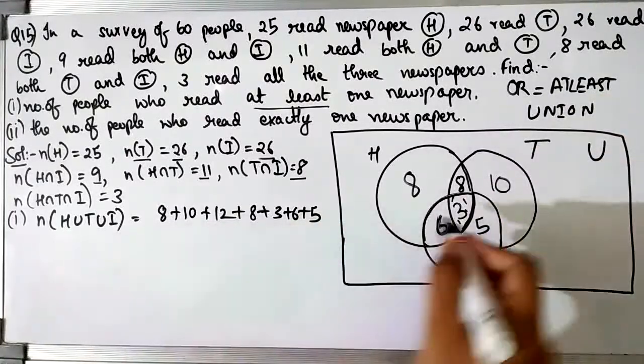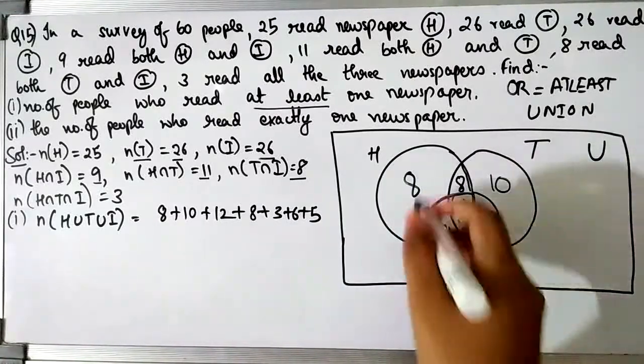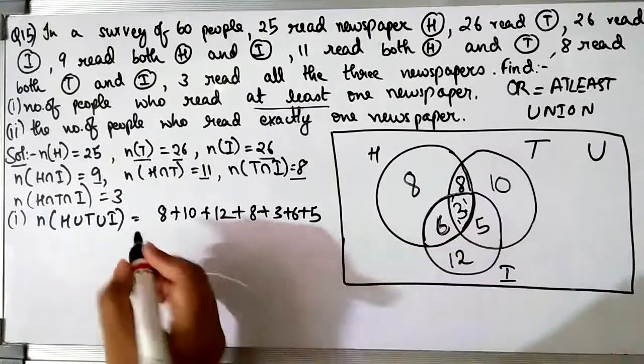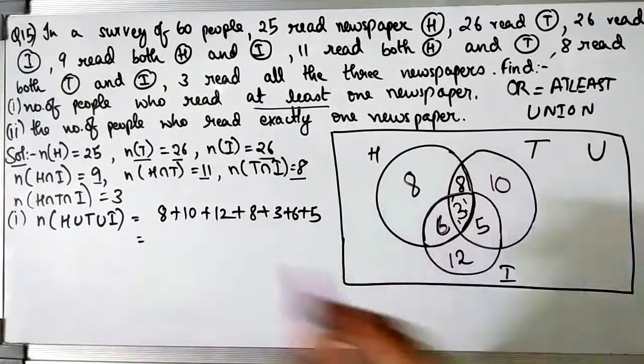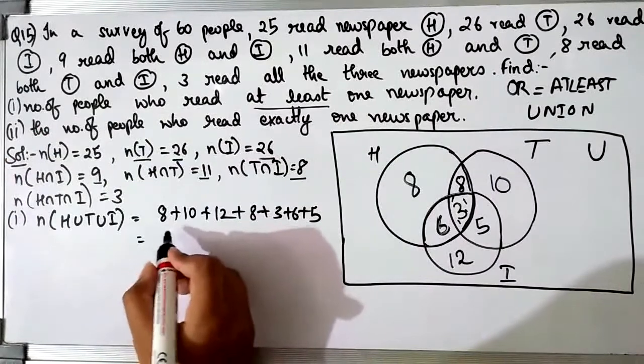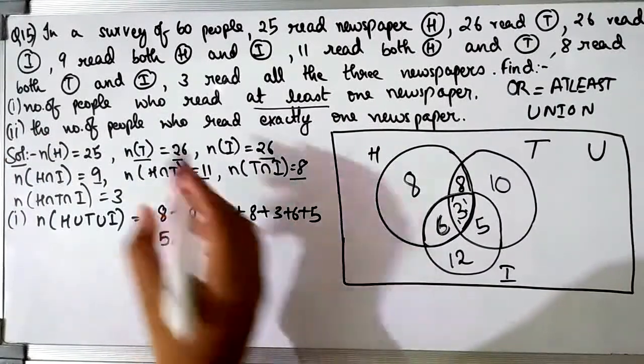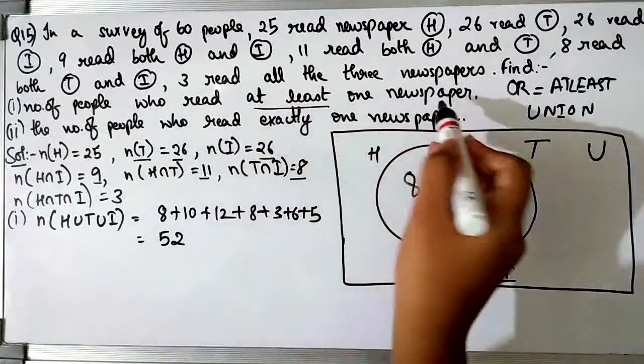Now when you add these all 3 sets, that is the different number of elements that I have mentioned in all the portions of those sets, when you add all of them, you get the union. And that is what you have to find in your first one. So when you add all of them, what you get is 52. So 52 is the number of people who read at least one newspaper.